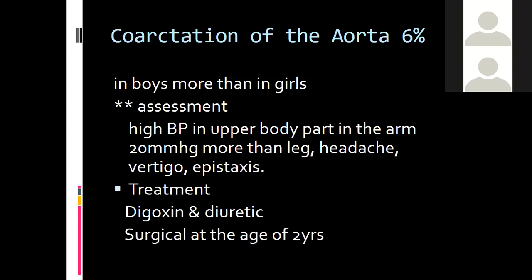Now the treatment of choice: we can give digoxin and also some diuretics, which can reduce the blood pressure and the heart contractility. Surgical treatment can also be given in these cases of coarctation of the aorta, at the age of 2 years.